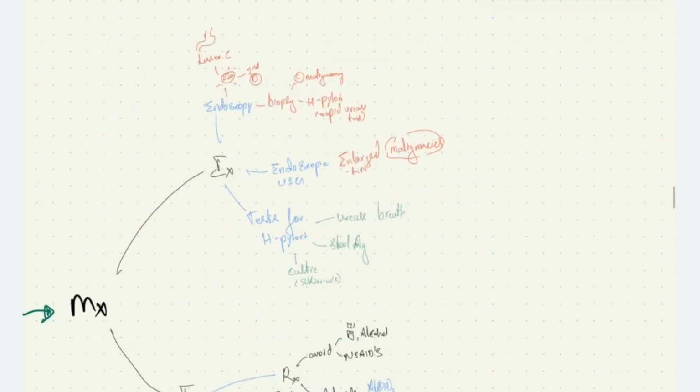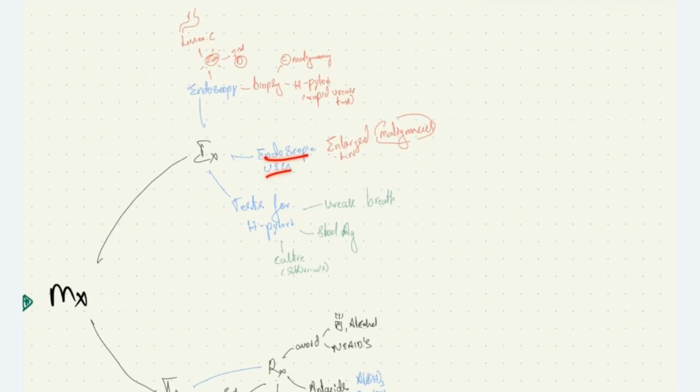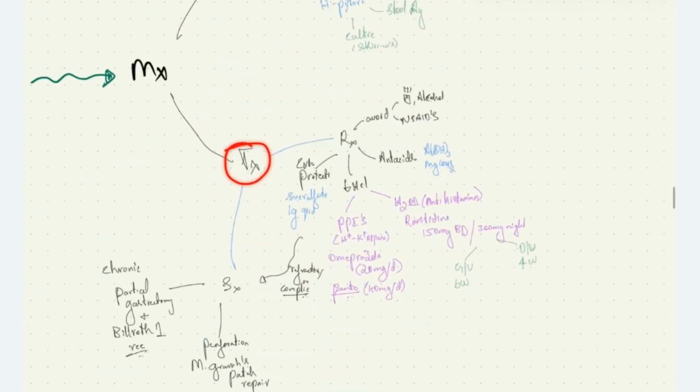We can also perform endoscopic USG, endoscopic ultrasound, to see whether there are any enlarged lymph nodes if the patient has associated malignancies. The tests for H. pylori are urease, breath test, stool antigen test, and culture with Skirrow's medium, which we already discussed. How to treat these patients?